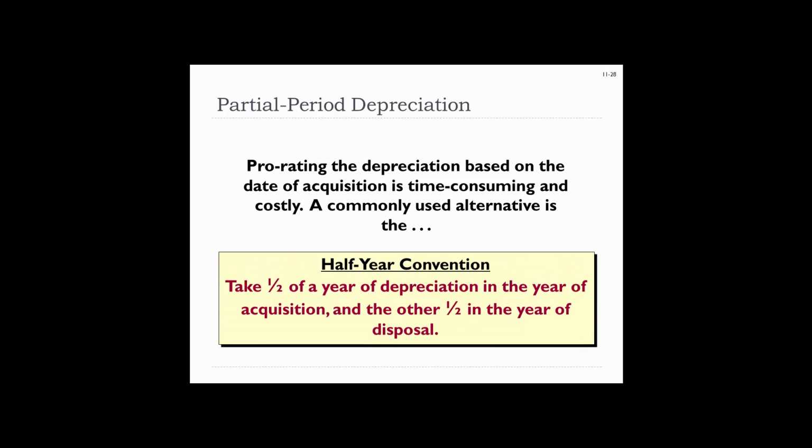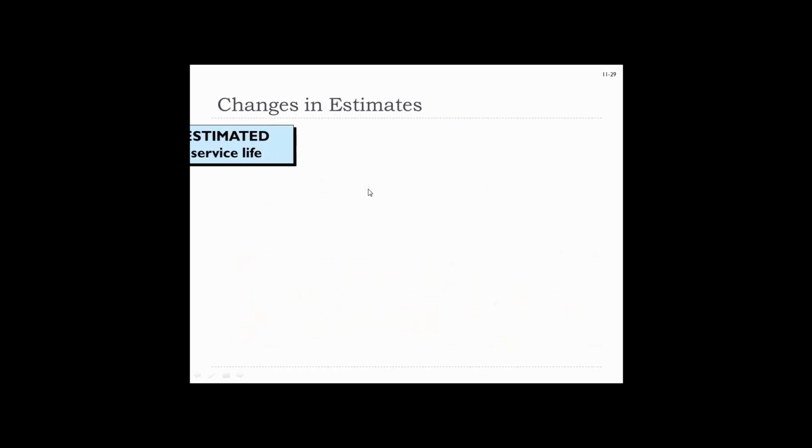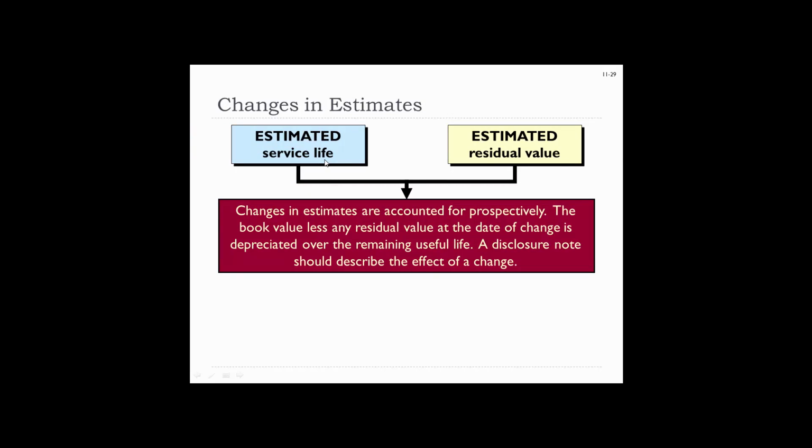Partial period depreciation. When prorating depreciation based on date of acquisition is time-consuming and costly, a commonly used alternative is called the half-year convention. Basically, instead of trying to prorate it on days or mid-month, you take half a year in the year of acquisition and the other half in the year of disposal. So basically, the first year you'll only have half a year, and in the year of disposal you'll take the remaining half.